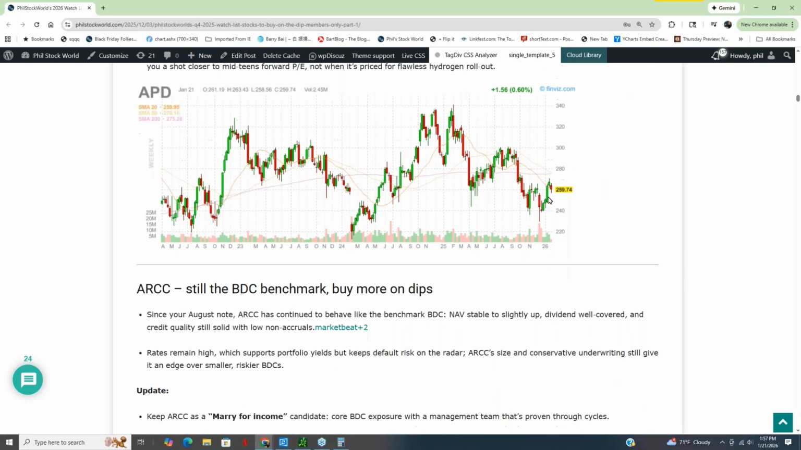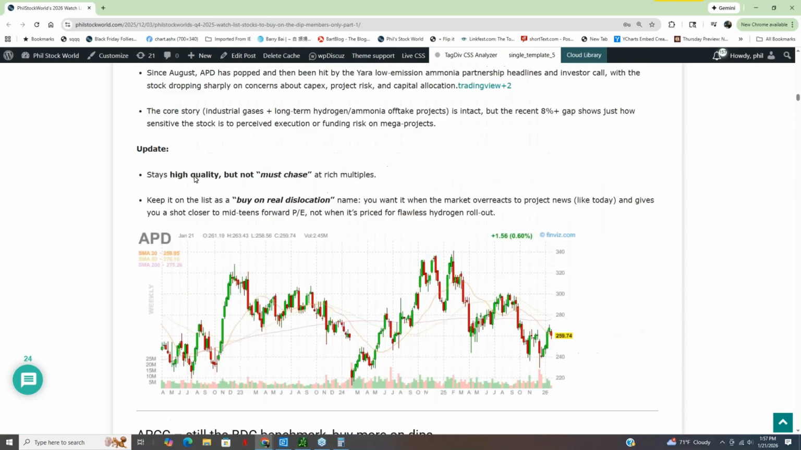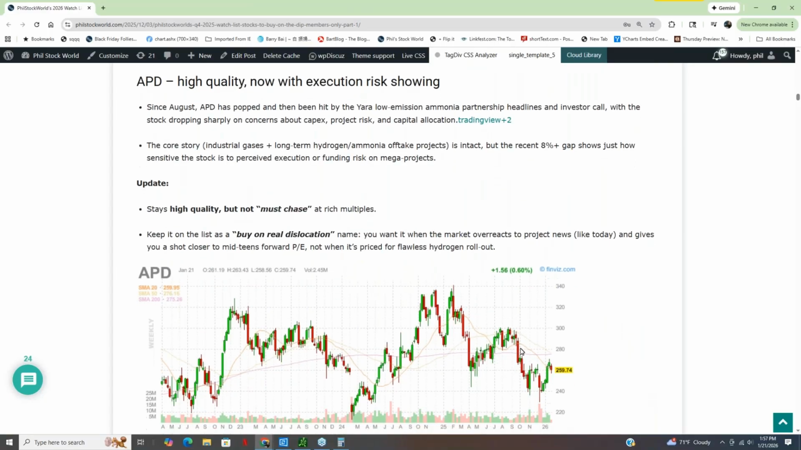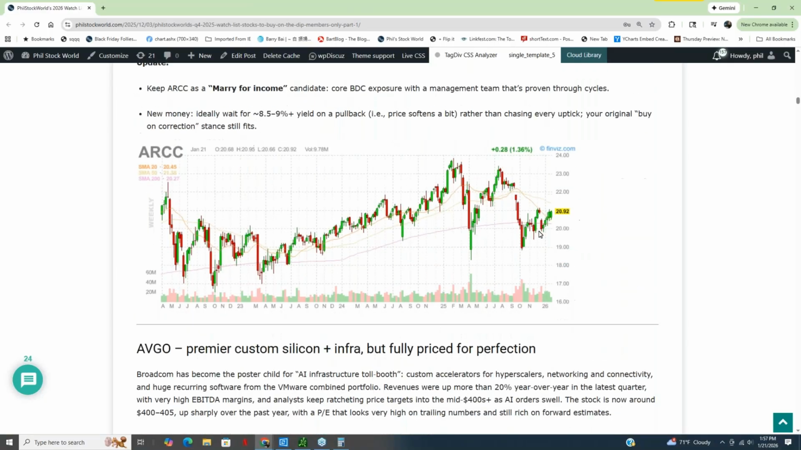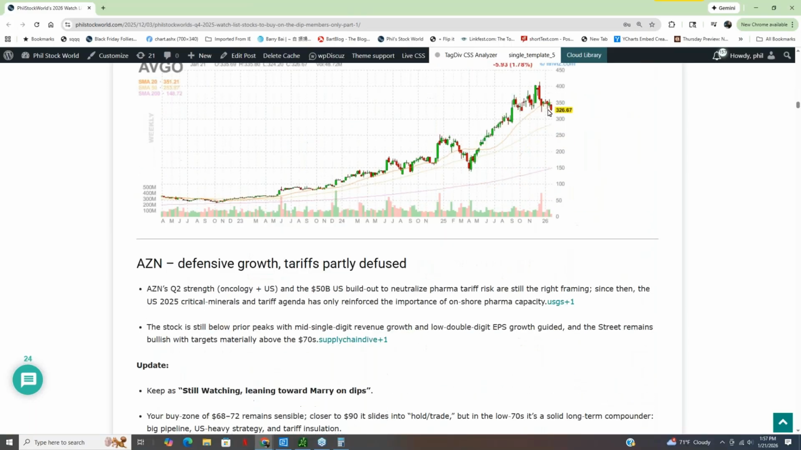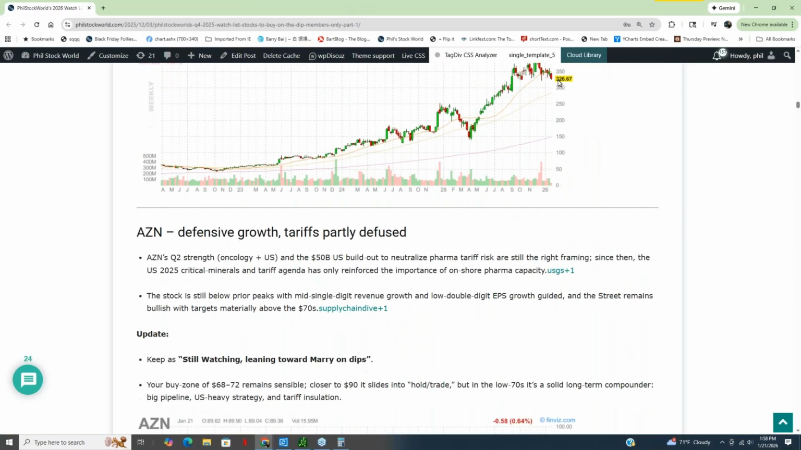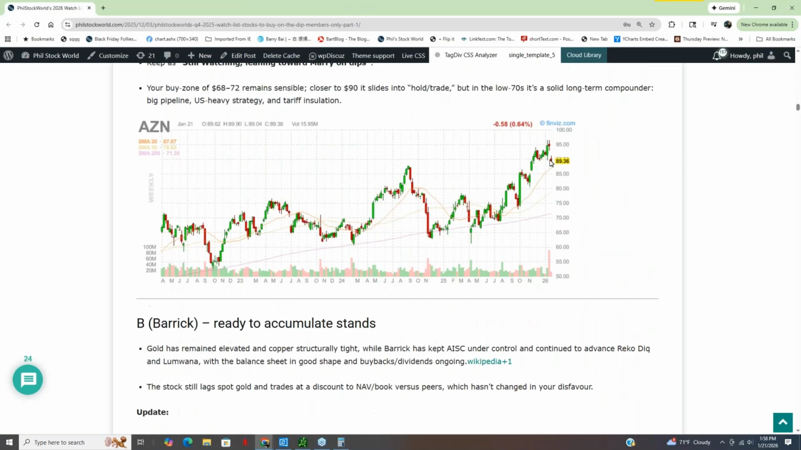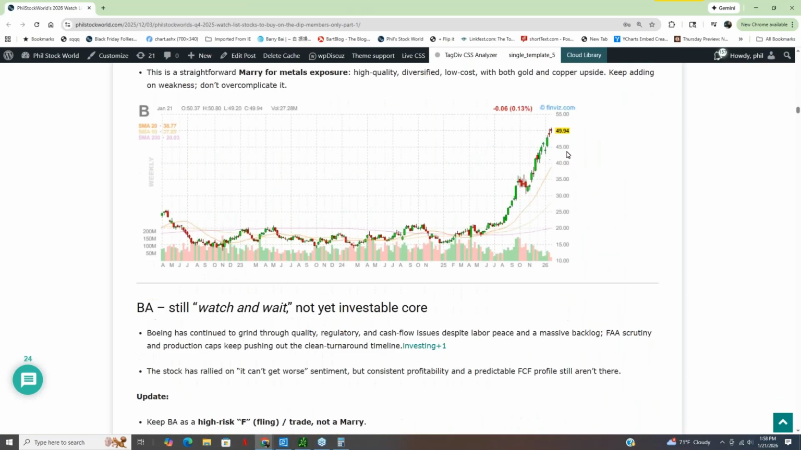APD still available. Still available doesn't mean something didn't go wrong, but it just says. So then you start making a list and say, okay, APD is playable. ARCC is still playable. Broadcom, I know, is still playable because they went lower. Not much lower. Don't forget we were picking in December, not in November. So Broadcom, if it keeps coming down, we're going to be very excited. AstraZeneca got a little bit cheaper.